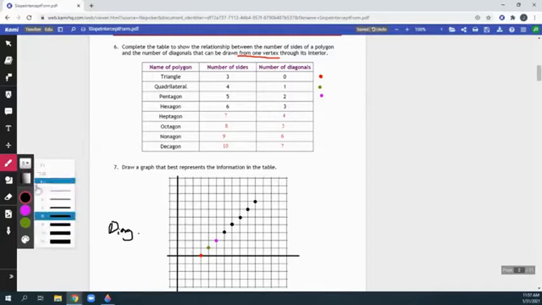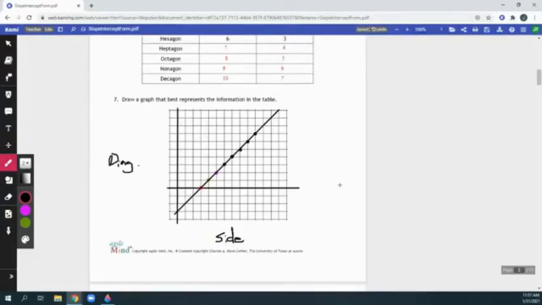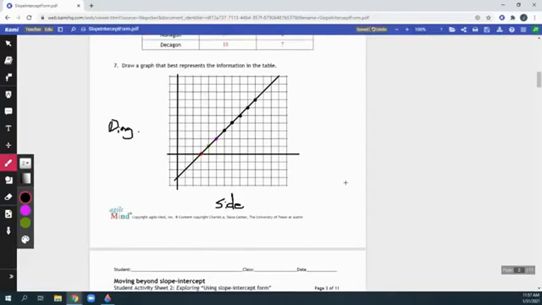So I'm going to go back to here, make a black line. I'm going to start it way up here, because I can assume that the pattern keeps on going. And I get a graph that looks like that. Very good. All right, so that's our graph.